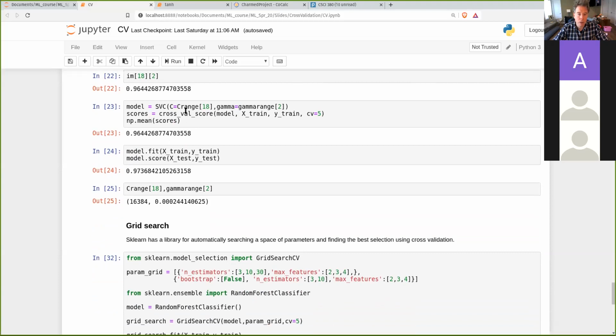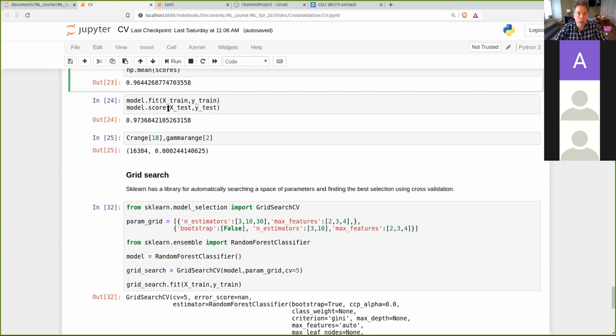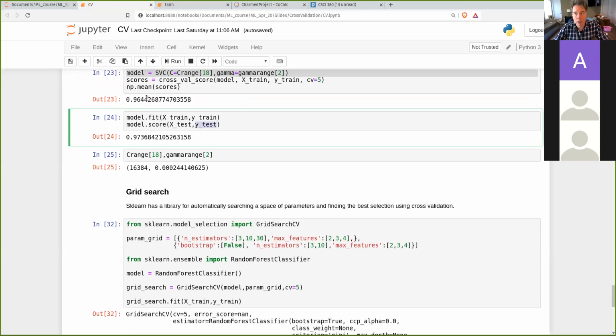Now you can take those same parameters. I figured out what they were, and then I fit on the training set with those hyperparameters, and then I looked at the test set, and it does even better on the test set than it did on the training set, and that's typical. Because to get this number, which is 96% accuracy, remember that you're only training on 80% of the training set, and the training set is only 80% of the data.